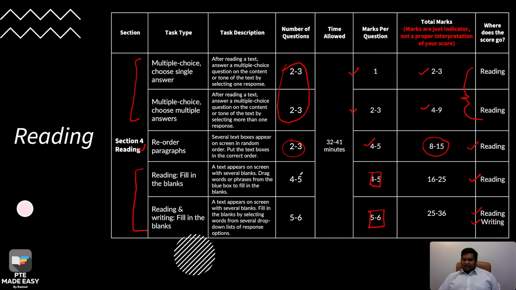For fill in the blanks reading, you will have 4 to 5 questions altogether, my bad. And for fill in the blanks reading and writing, that will be between 5 to 6 questions. So total score from fill in the blanks reading can be between 16 to 25, whereas for fill in the blanks reading and writing, it will be between 25 to 36.